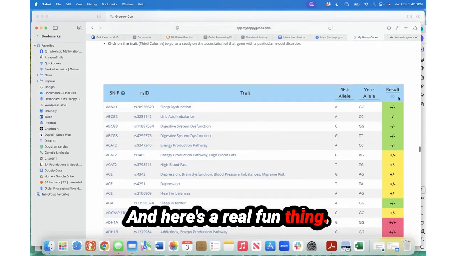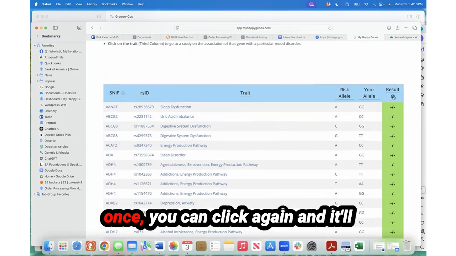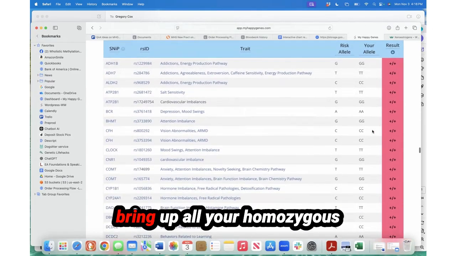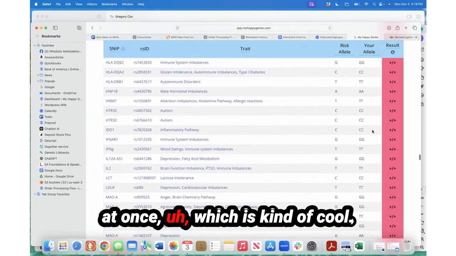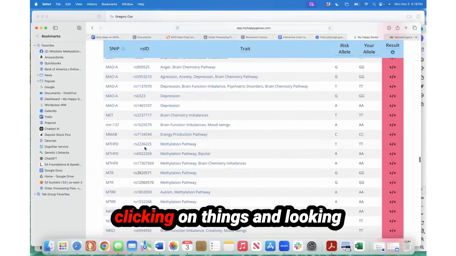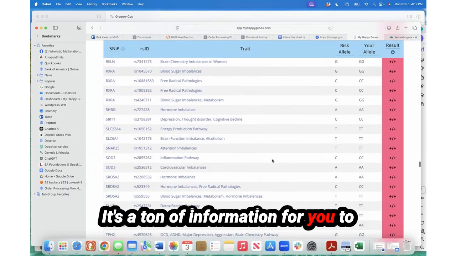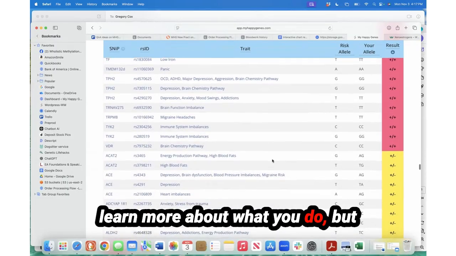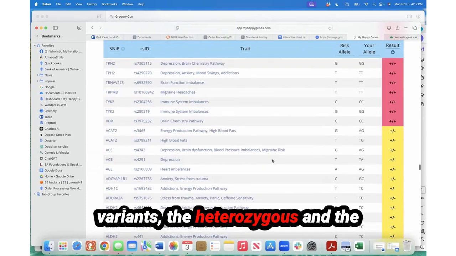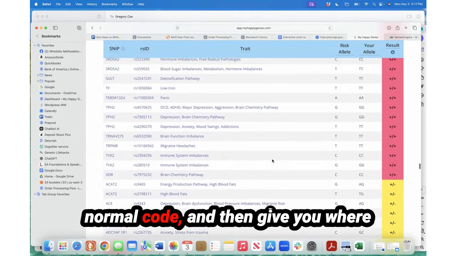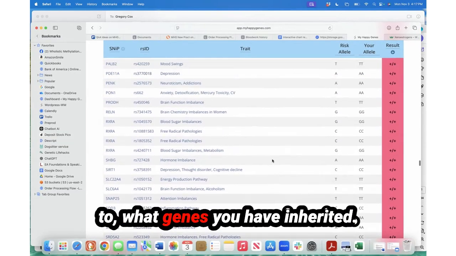And here's a real fun thing. If you want to see all your homozygous variants, if you go over here where it says result and click once, you can click again, and it'll bring up all your homozygous variants so you can look at them all at once, which is kind of cool. And again, you're going to be clicking on things and looking at what does this mean? It's a ton of information for you to learn more about what you do. But this is where we get the sliders. We add up all the homozygous variants, the heterozygous, and the normal code, and then give you where you land on that slider according to what genes you have inherited.